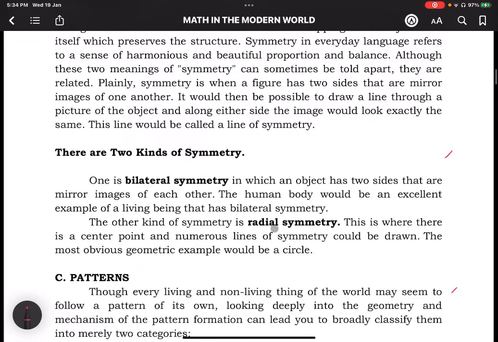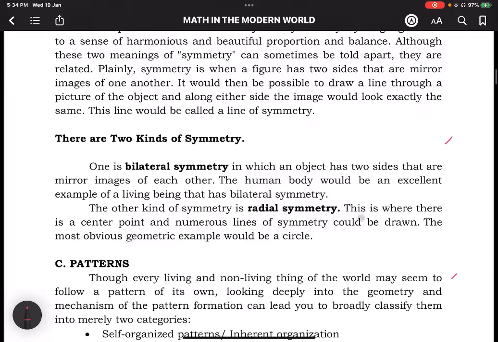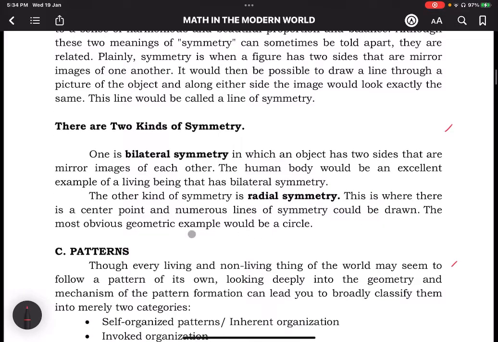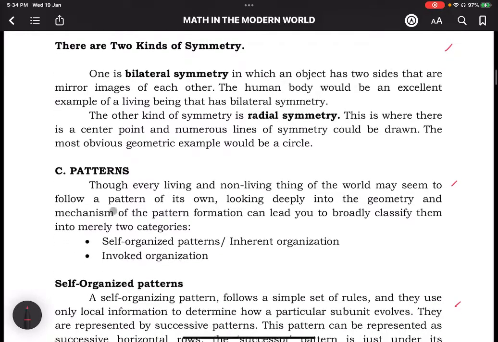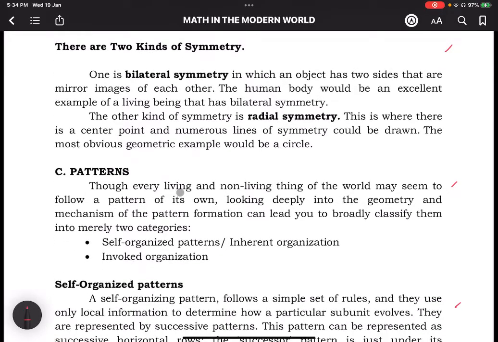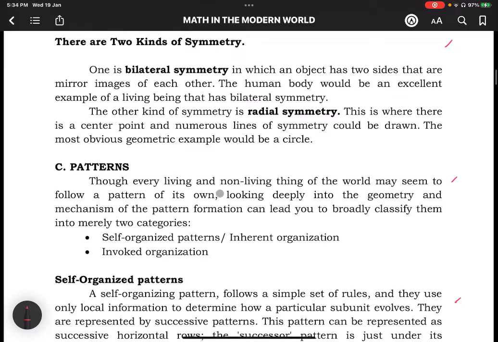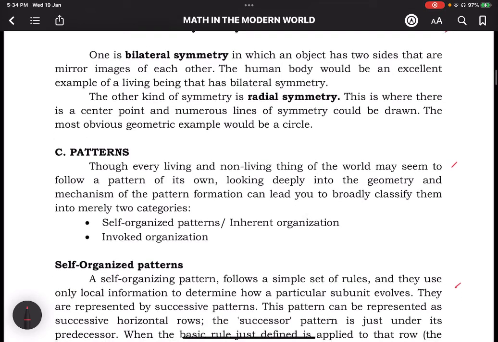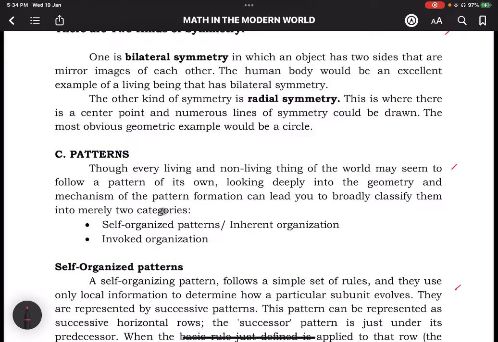We have also what we call the radial symmetry. No? This is where there is a center point and numerous lines of symmetry could be drawn. The most obvious geometric example would be a circle. Patterns, though every living and non-living thing of the world may seem to follow a pattern of its own, looking deeply into the geometry and mechanism of pattern formation can lead you to broadly classify them into merely two categories.